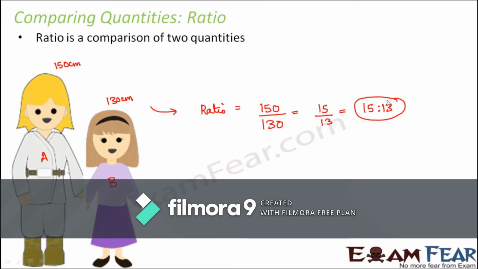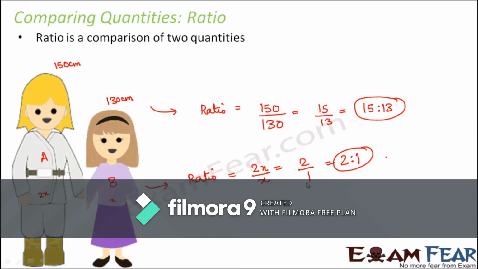Now, another way of expressing ratio is that, let's say we say that the height of A is twice the height of B. That means if the height of B is x, then the height of A will be 2 times x, or 2x. So in this case, what would be the ratio? The ratio of height of A to height of B would be 2x divided by x, which is 2 by 1, which is 2:1.